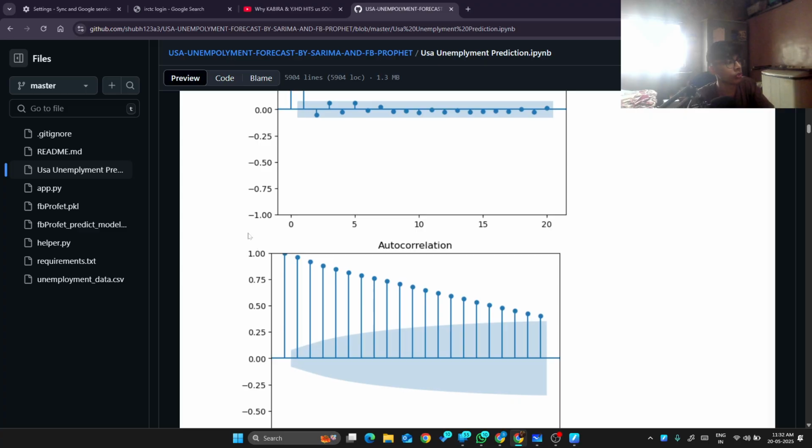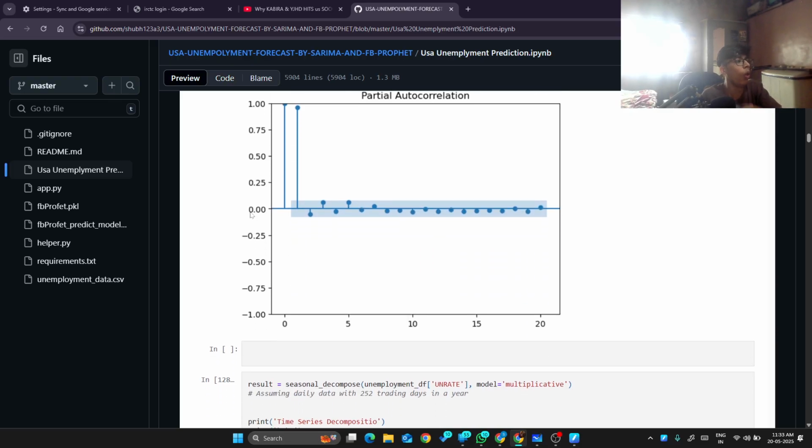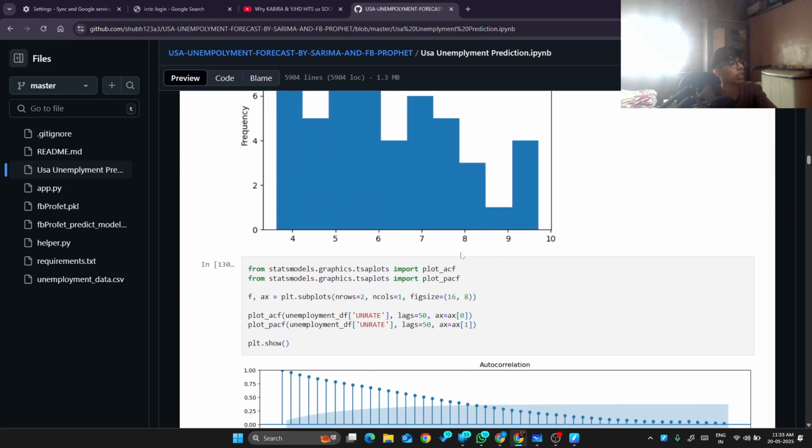That I want to show you. See, the autocorrelation is decreasing at a decreasing rate. That means that the values that are near the next value have more autocorrelation, so we should give more weight to them. We have to give more weight, and that's how you do time series modeling.